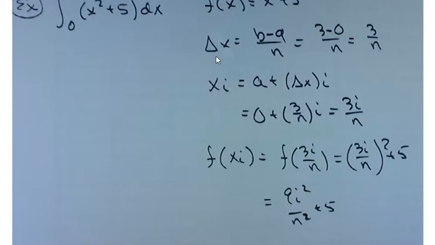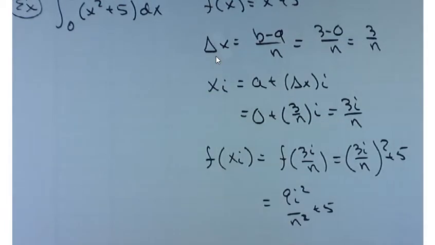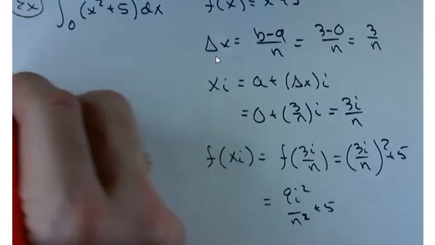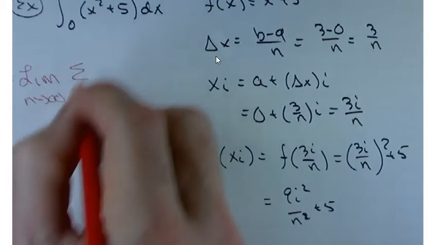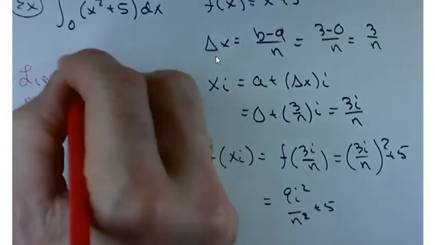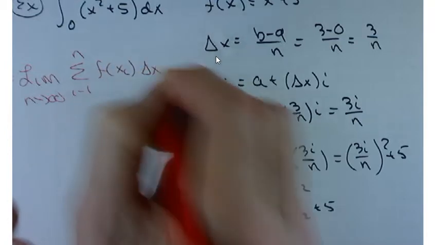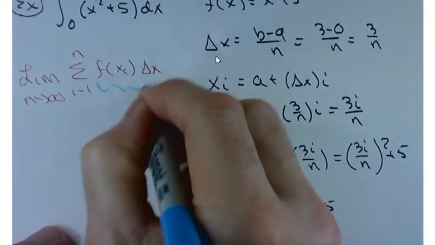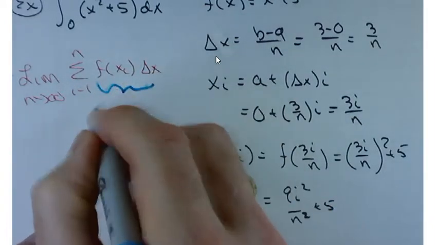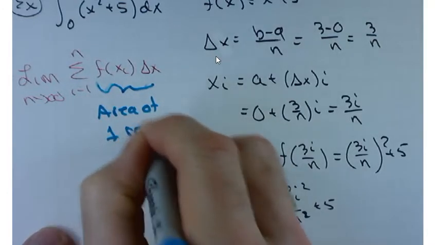So we've got two things to find the height of our rectangles. Because remember, we're going to treat this as the limit. We're going to treat this just like we defined it earlier. It's going to be the limit as n approaches infinity of the sum from i equals 1 to n of f of x sub i times delta x. This little piece right here is the area of one rectangle.